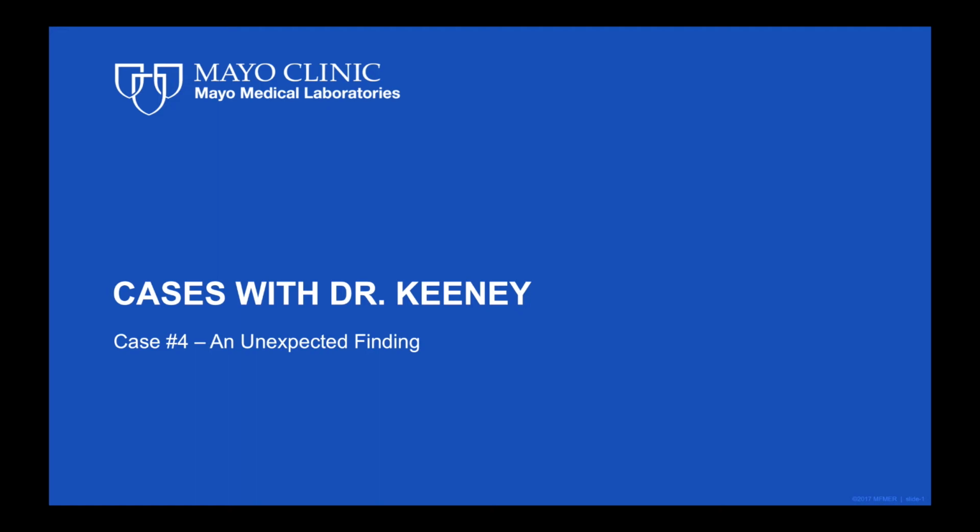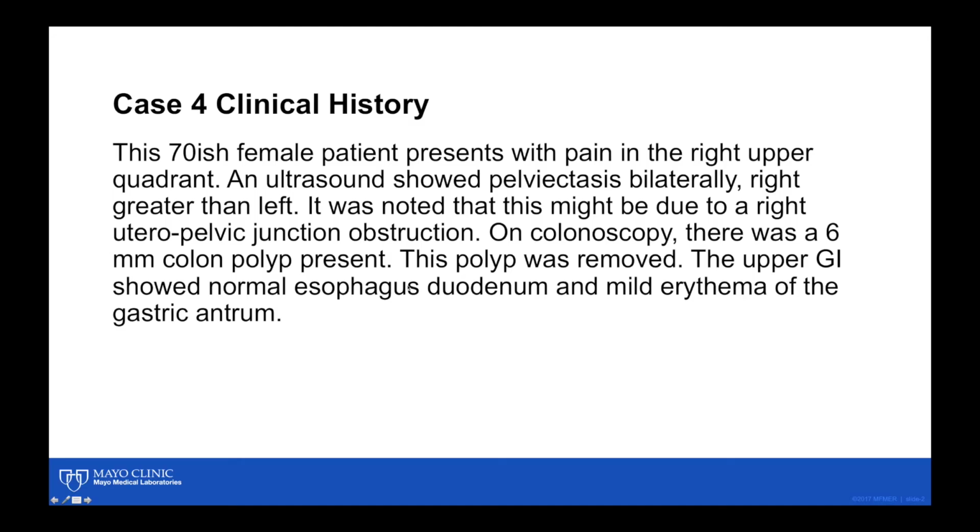This is a case that I hope you will never forget. So everybody's going to get this case regardless of whether they responded to me or not. This is a 70-year-old lady that had some right upper abdominal pain. She had some renal pelvic dilatation, a suggestion of UPJ on one side.